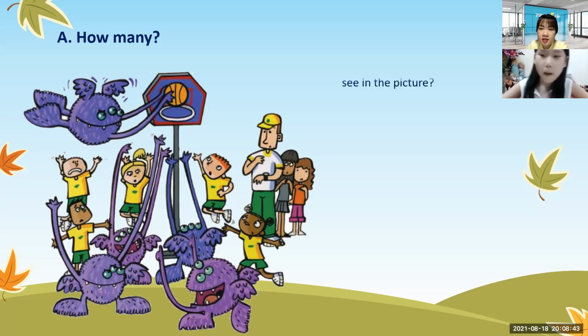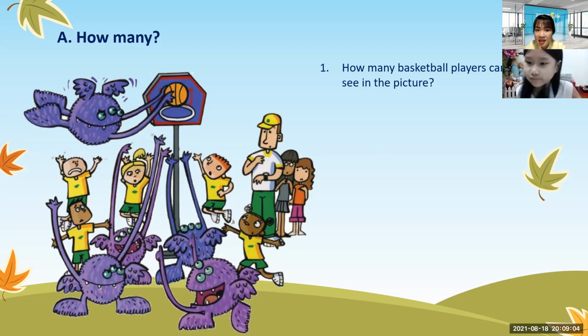Okay, answer some questions. The first one, how many basketball players can you see in the picture? I can see players, remember? Only players. I can see 1 basketball player. Really? No, we have more than that. Every person is playing basketball. They are basketball players. Let's count again.